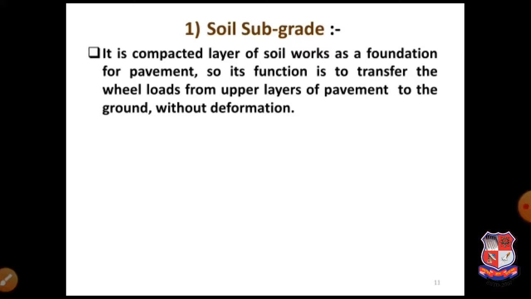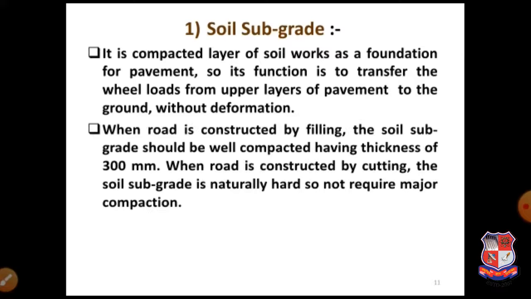Soil subgrade is a compacted layer of soil that works as a foundation for the pavement. Its function is to transfer the wheel loads from the upper layers of pavement to the ground without deformation. When the road is constructed by filling, the soil subgrade should be well compacted, having a thickness of 300 mm. But when the road is constructed by cutting, the soil subgrade is naturally hard, so it does not require major compaction work.